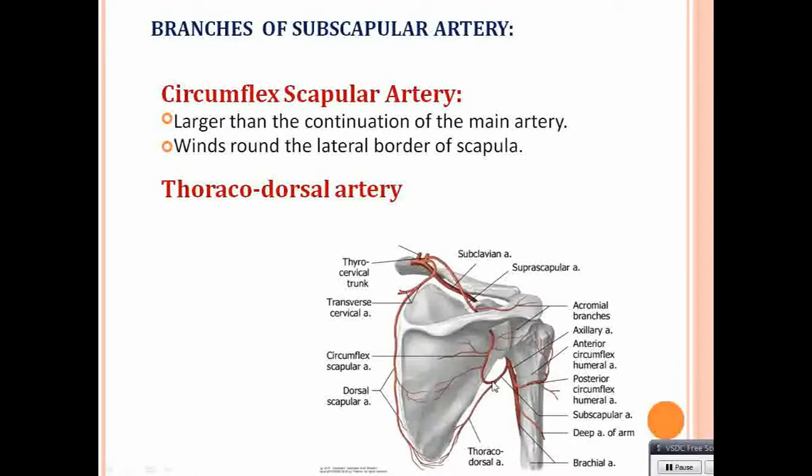The subscapular artery gives a branch called the circumflex scapular artery. The circumflex scapular artery is larger than the continuation of the main artery. In fact, the subscapular artery continues downwards, but the circumflex artery is bigger than this continuation. It winds around the lateral border of the scapula. The other branch, the continuation of the subscapular artery after giving rise to the circumflex scapular, is the thoracodorsal artery.